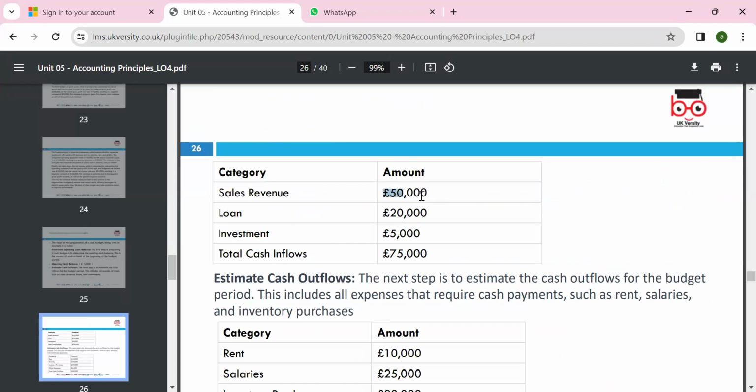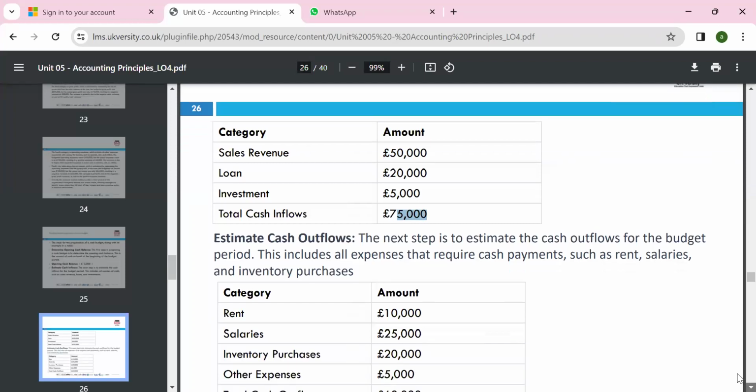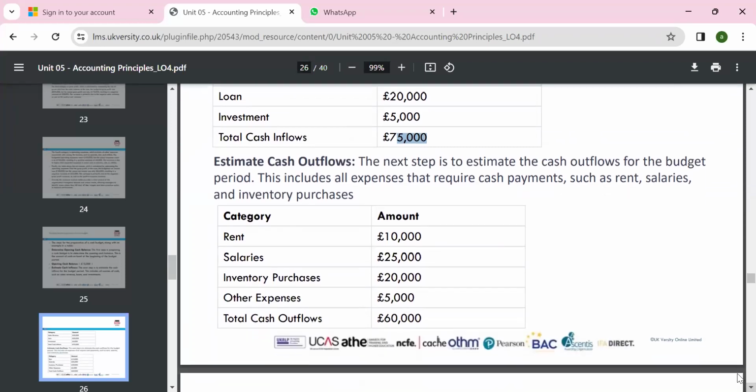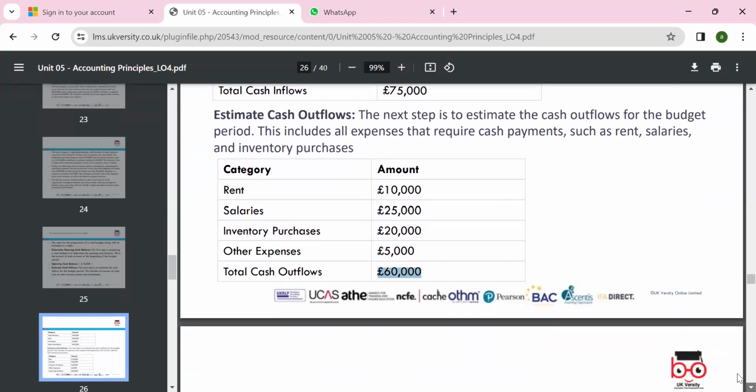Let's assume it's your credit sale, and you have a policy when you sell, you can receive the money in the same month or the next month, 10%, 20% and so on. Loans you have to pay back, investments, and total cash inflow. Let's assume these are your cash flows. Then you look at the estimated outflow: we are expecting grants, salaries, inventory, stock, other expenses. So 75 minus 60, there is 15,000, which is a favorable cash balance.